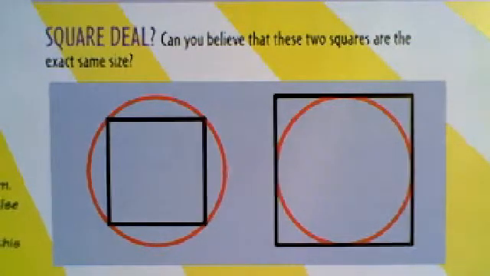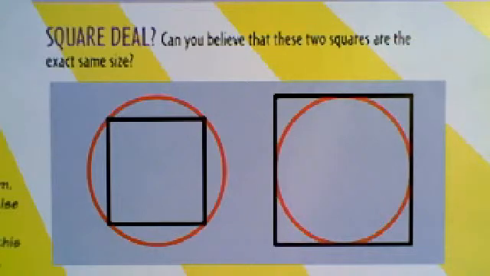Next one. Can you believe that these two squares are the exact same size? Well, can you? You know why you can't believe that they're the same size? Because they're not. They're not the same size. Can you believe that they put that in the book? That's it. Alright.